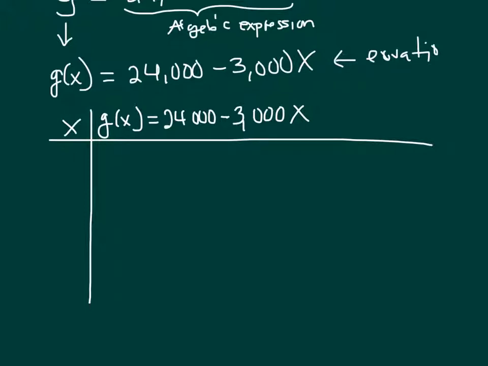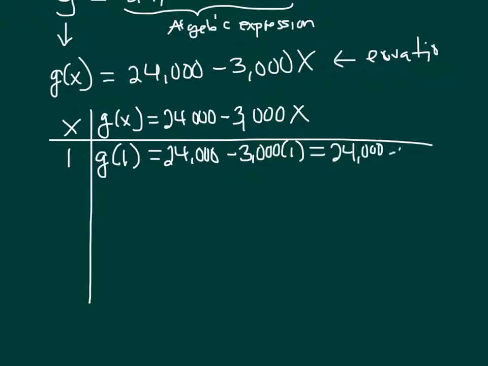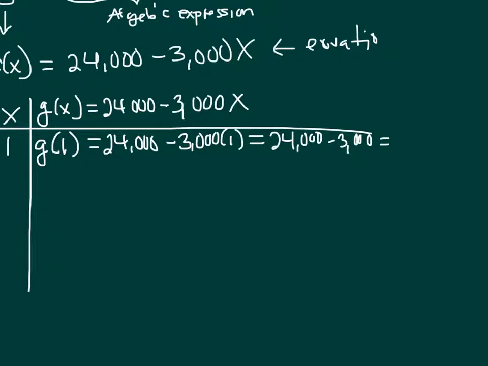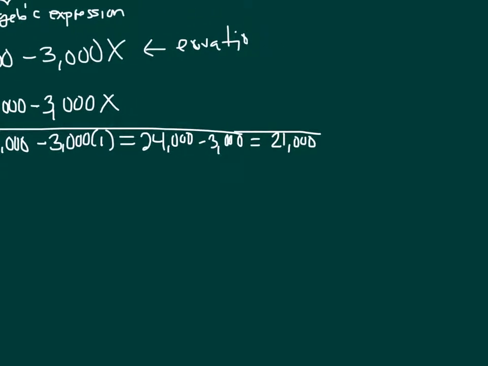If X is 1, then I'm really finding G of 1. This is the function notation, which means if I input 1 for X, what do I get for Y, which is G of 1. This is just 24,000 minus 3,000 times 1, or 24,000 minus 3,000. If we subtract those, we get 21,000. I'm running out of room here, but I can just scooch over.